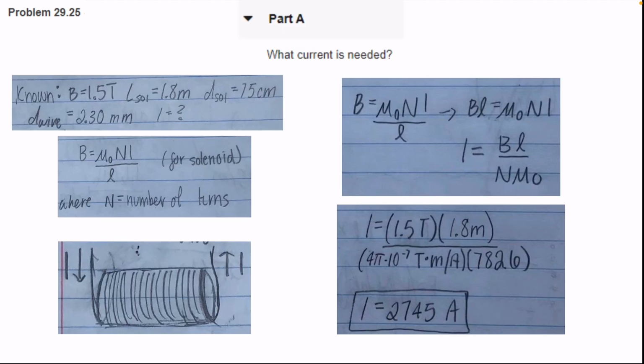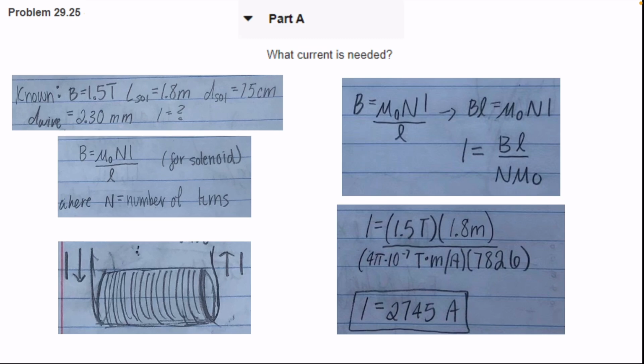So continuing on, we need to transform our equation somewhat, so we're solving for I. Once you rearrange things, you get that the current in our solenoid is the magnetic field strength times the length of the solenoid over N times mu naught, which is that standard constant.